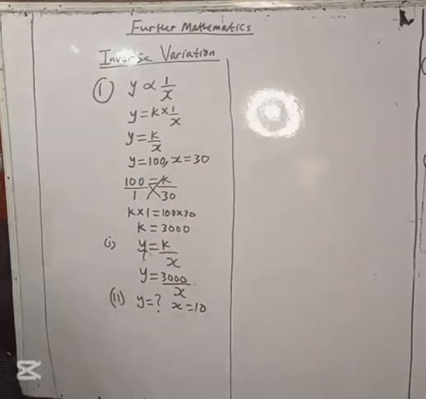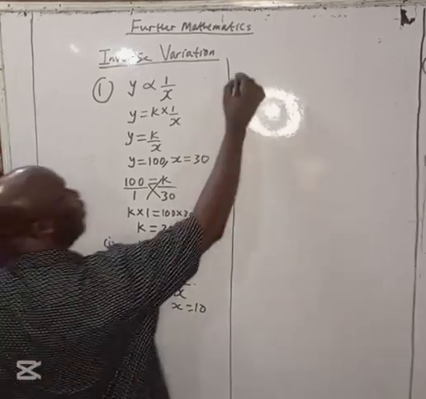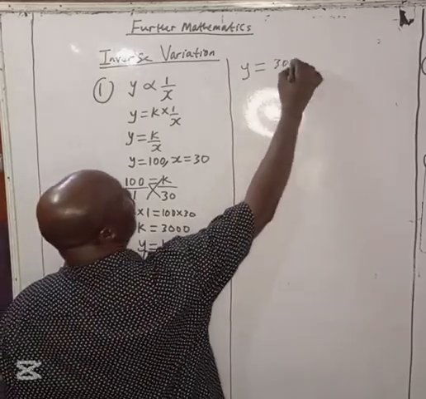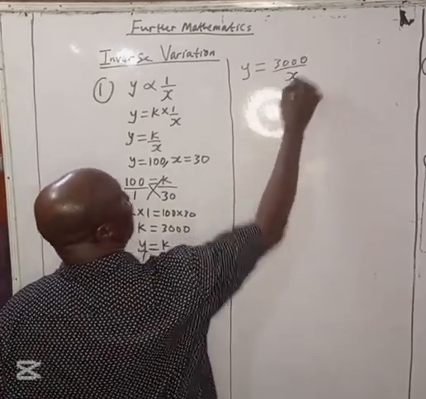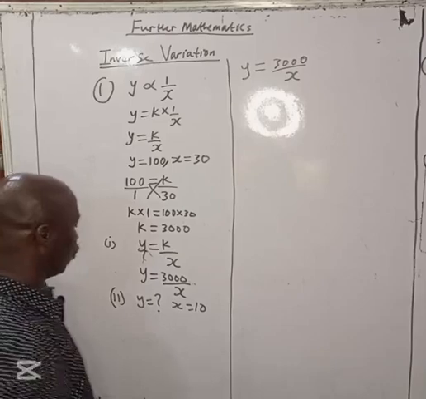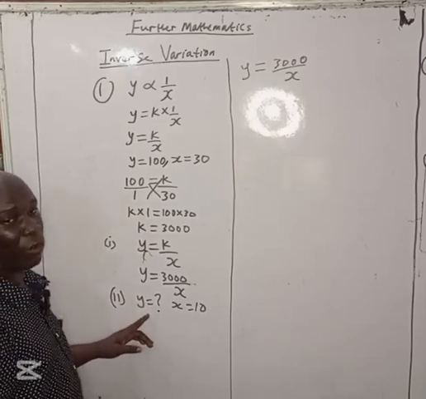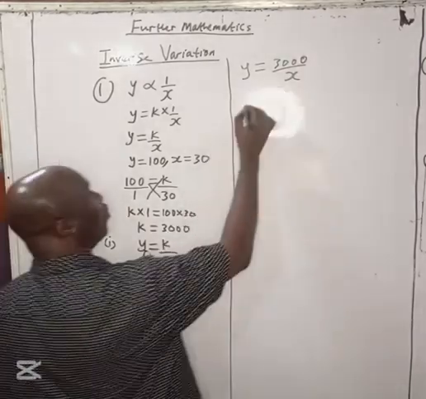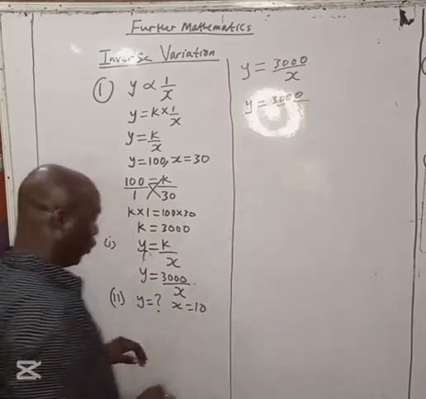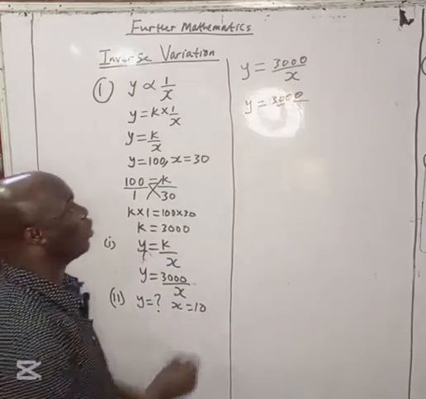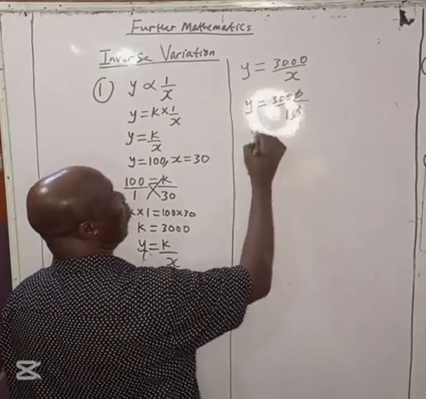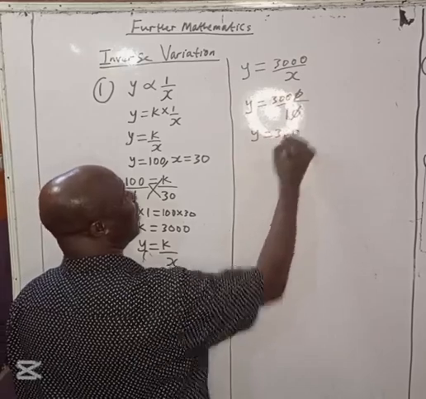All right, I'm repeating this here. You have y equal to 3,000 over x. Don't forget, that's your equation connecting y and x together. So move now. Were you given a value of y? No. So you write your y, 3,000 over, you were given the value for x, which is 10. You cut this.